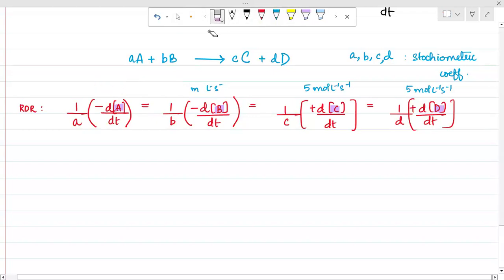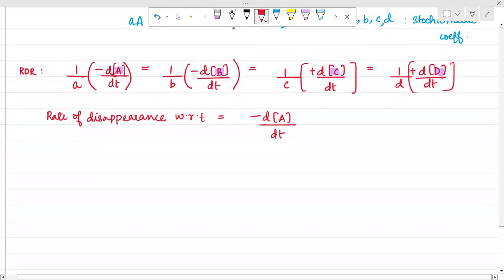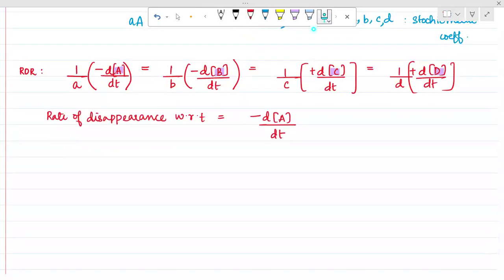Okay. Now in the same reaction, if I have to write the rate of disappearance, who will disappear? Species A will disappear because it is a reactant. So the rate of disappearance with respect to A is just minus the concentration change of A with t. You do not take the stoichiometry into consideration. That is the difference. Here you have the coefficient. Here you don't have the coefficient.